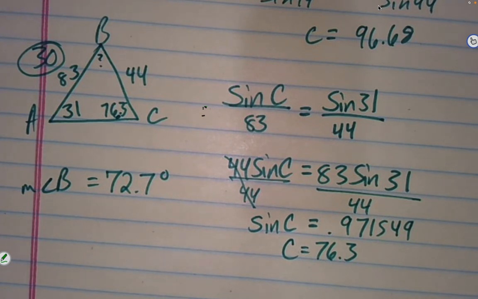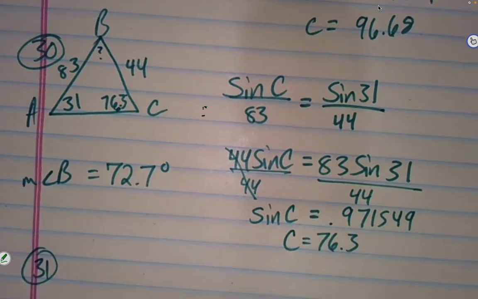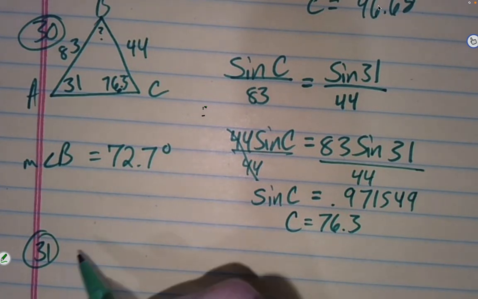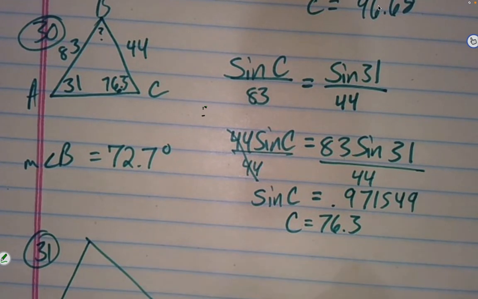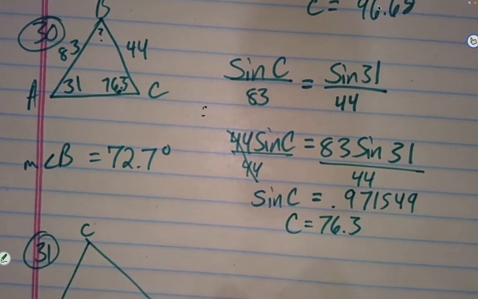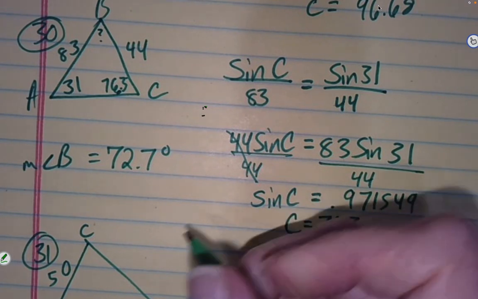All right. 31. For 31, let's see. We've got the measure of angle B is what we're trying to find. I'll draw their triangle so I have room. So I have B, C, A is 38 degrees. This is 74. This is 50, and it wants me to find angle B.